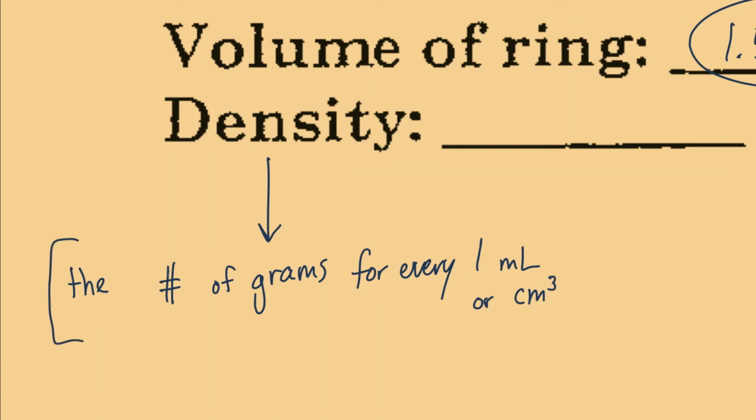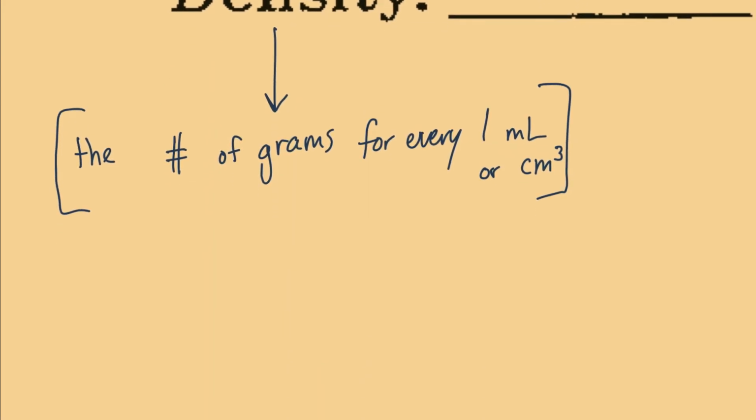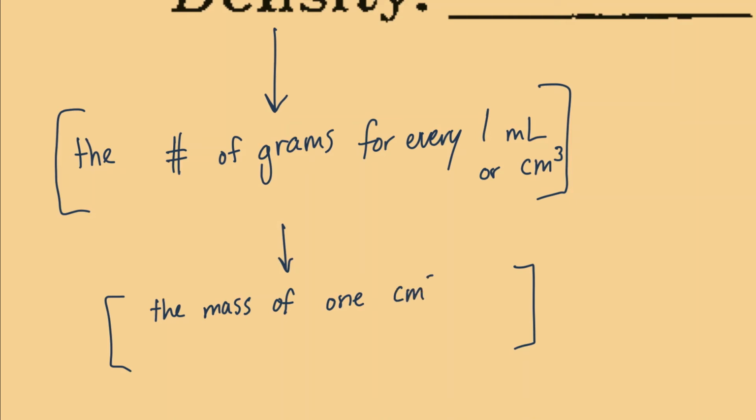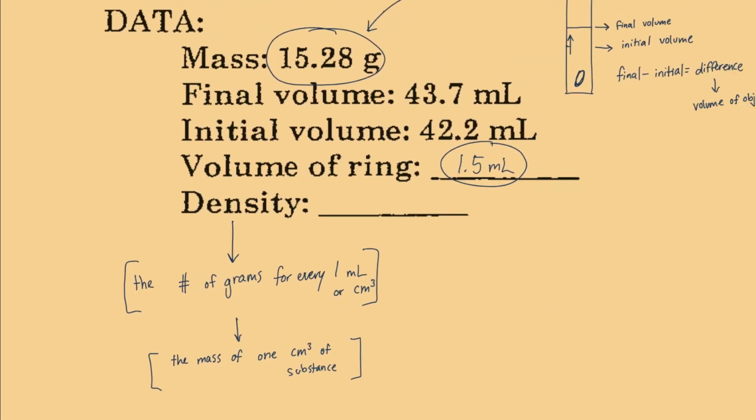If this is unclear to you, the number of grams for every 1 milliliter, if that's a little bit like, what does that mean? I don't really get it. Then here's another way of thinking of it. And this is from the top of our page that we already said. The mass of 1 cubic centimeter of the substance. The mass of 1 cubic centimeter of the substance.